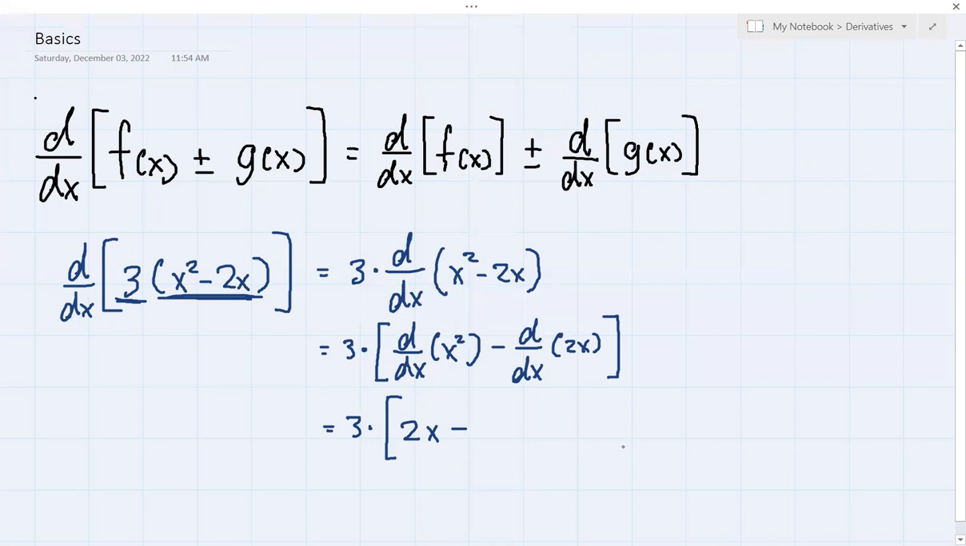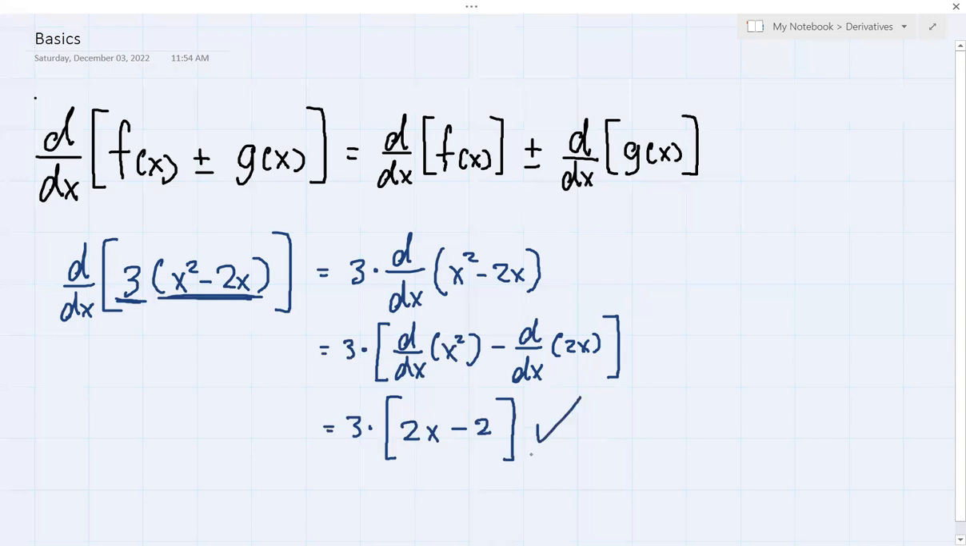Recall na kapag meron tayong term na may constant at x at kunin mo yung derivative niya, anong sagot? Yung constant niya. So, anong derivative ng 2x? The answer is 2. Okay? So, yun na yung sagot mo.